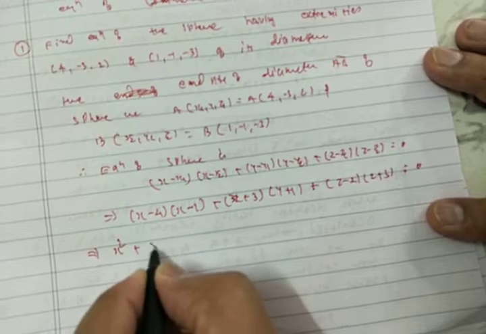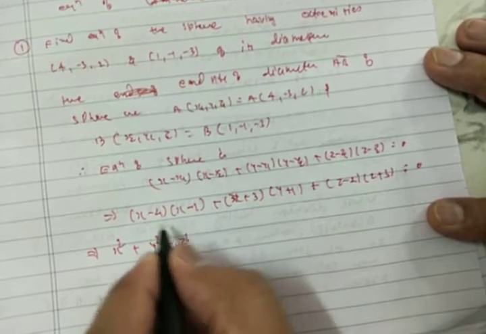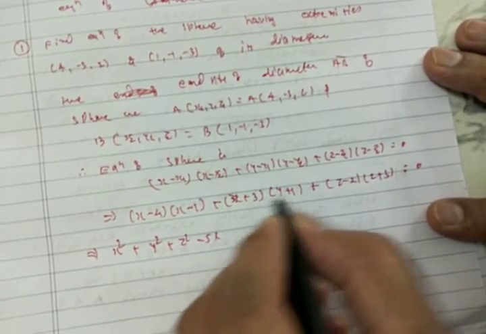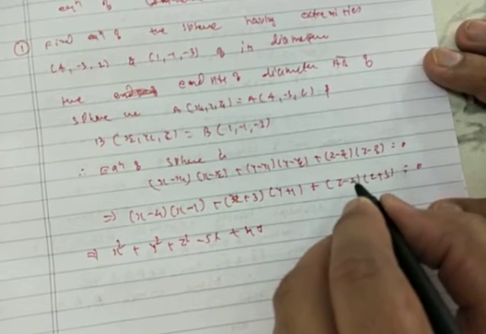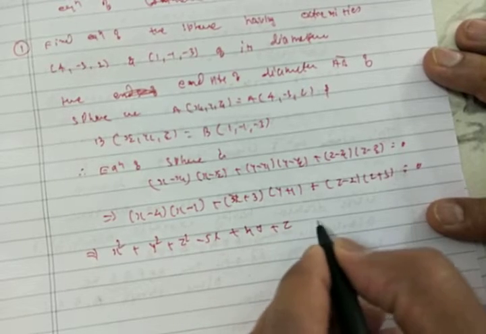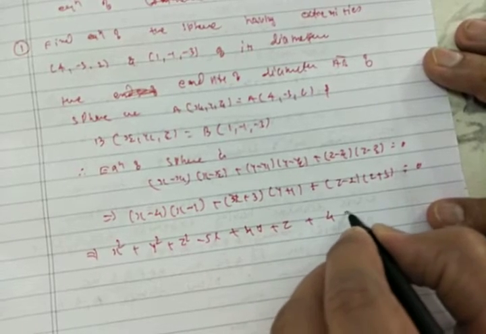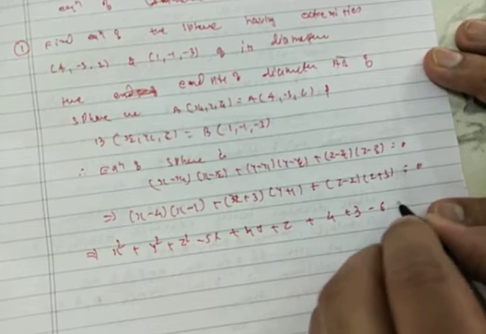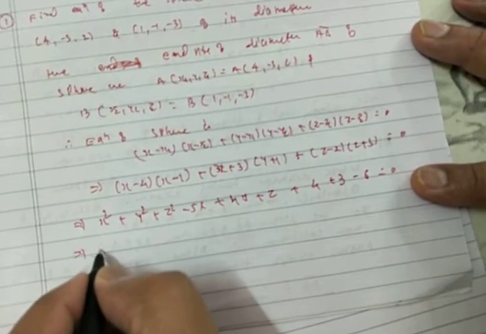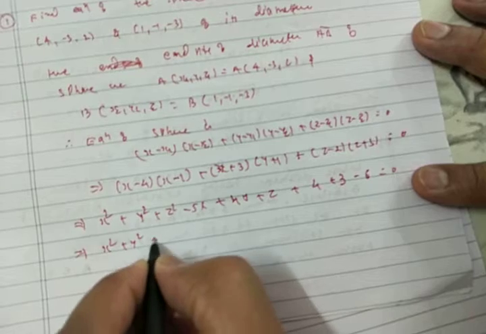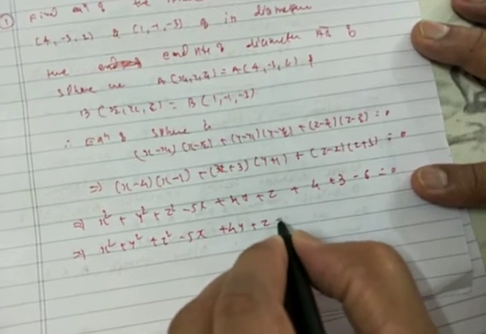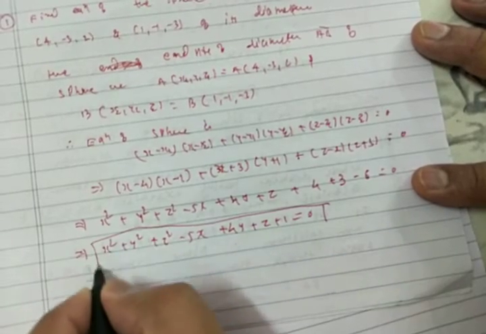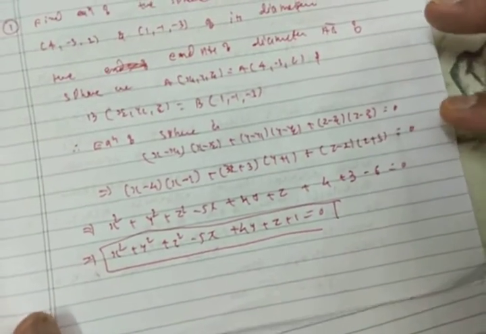Here we get x square, y square, z square, minus 4x minus x, that is minus 5x, 3y plus y, that is 4y, minus 2z plus 3z, that is z, plus 4 plus 3 minus 6 is equal to 0. This implies x square plus y square plus z square minus 5x plus 4y plus z plus 1 is equal to 0. This is the required equation of the sphere.